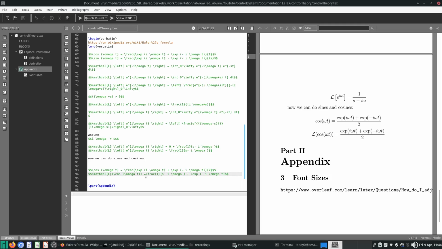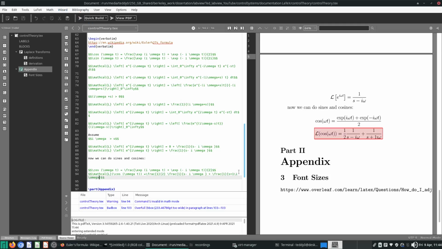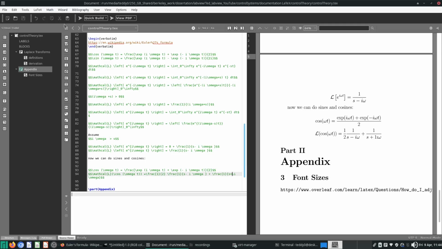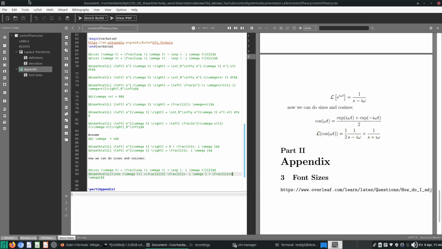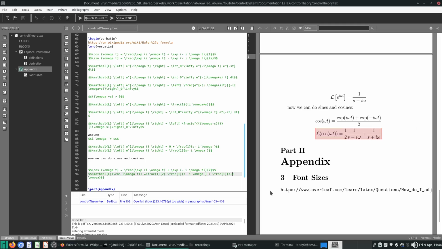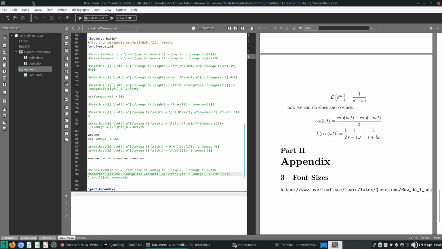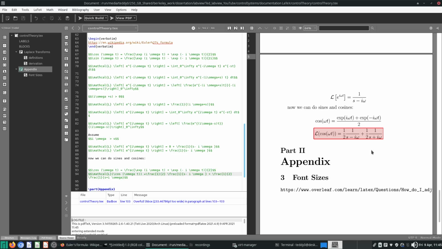So we'll have a half in front, the fraction 1 half. And this other thing here will just become 1 over s plus i omega. I need a half in front, so half. Okay, so not too bad.